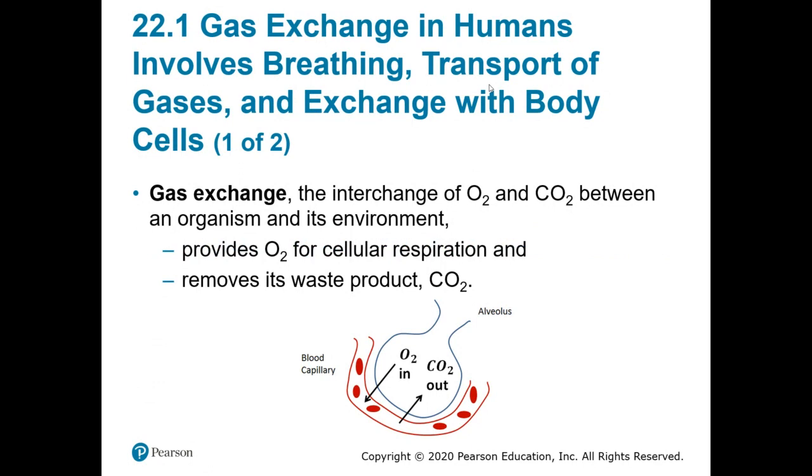So gas exchange is just the interchange of oxygen and CO2 between the organism and its environment. Again, we need oxygen for cellular respiration. This is something that had to evolve over time, because in early Earth, there was no oxygen until plants and other photosynthetic organisms started producing it. There was none in the atmosphere. So they had to be here first.